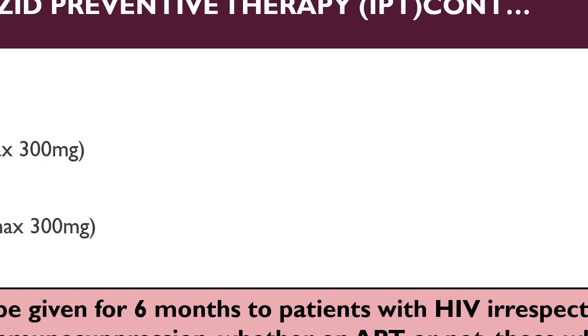What is the dose of INH given as preventive therapy in adults? It is 5 milligram per kg, and a maximum of 300 milligram can be given. In children, it is 10 milligram per kg, and again a maximum of 300 milligram can be given. INH preventive therapy is given for 6 months in patients who have HIV, irrespective of the status of immunosuppression or whether the patient is on ART or not, and whether previously treated or pregnant, all should receive preventive therapy.